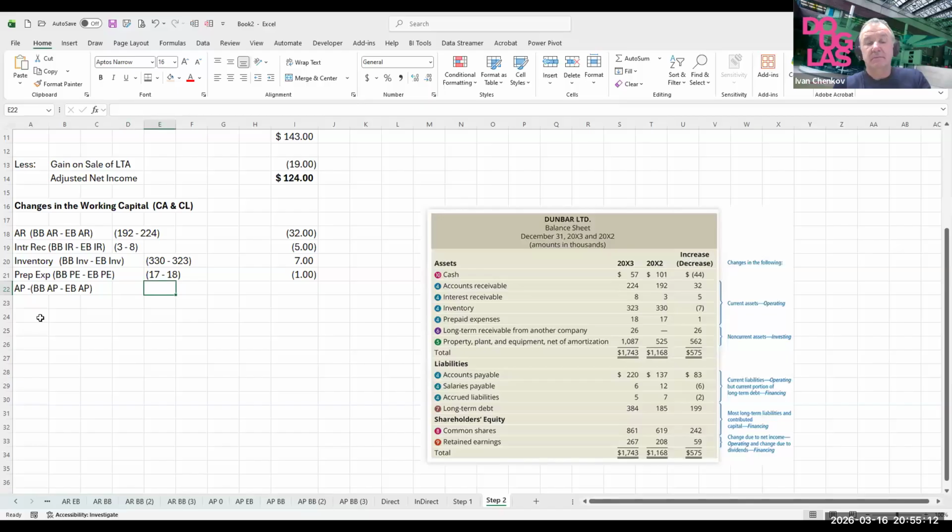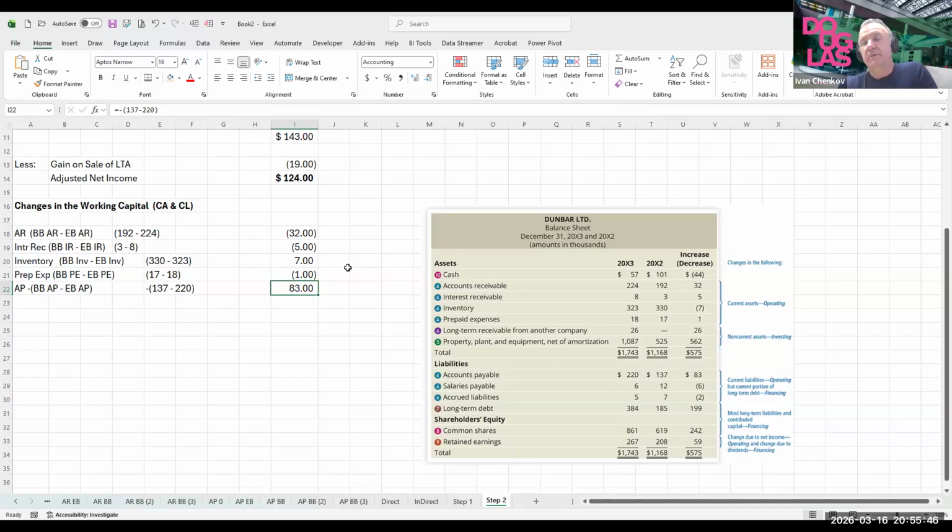So what I'm going to have here, again, I'm going to have negative bracket. Beginning balance is 137 minus 220. So now my formula is going to have minus bracket 137 minus 220. Close the bracket. That's gonna give me an increase in my cash of $83.